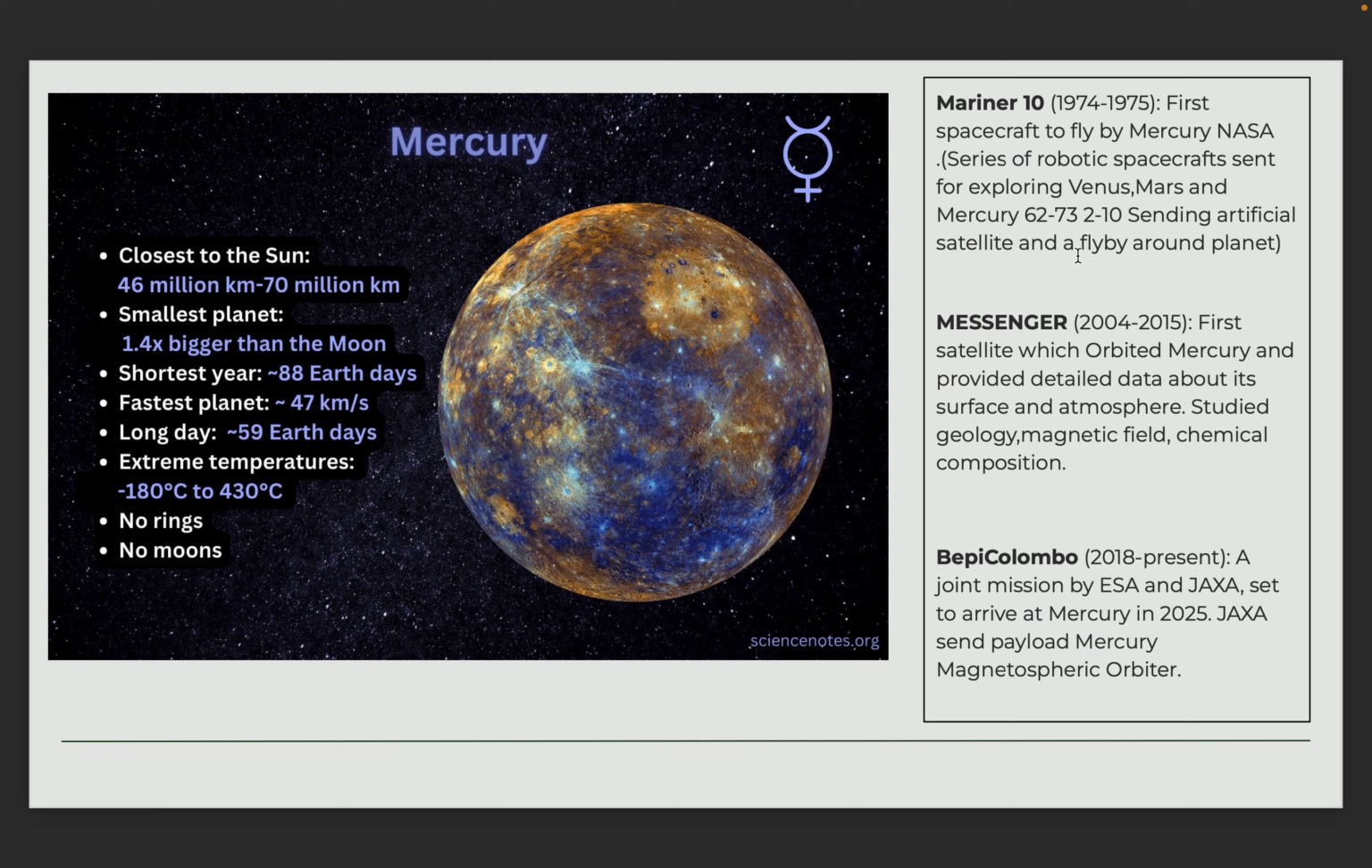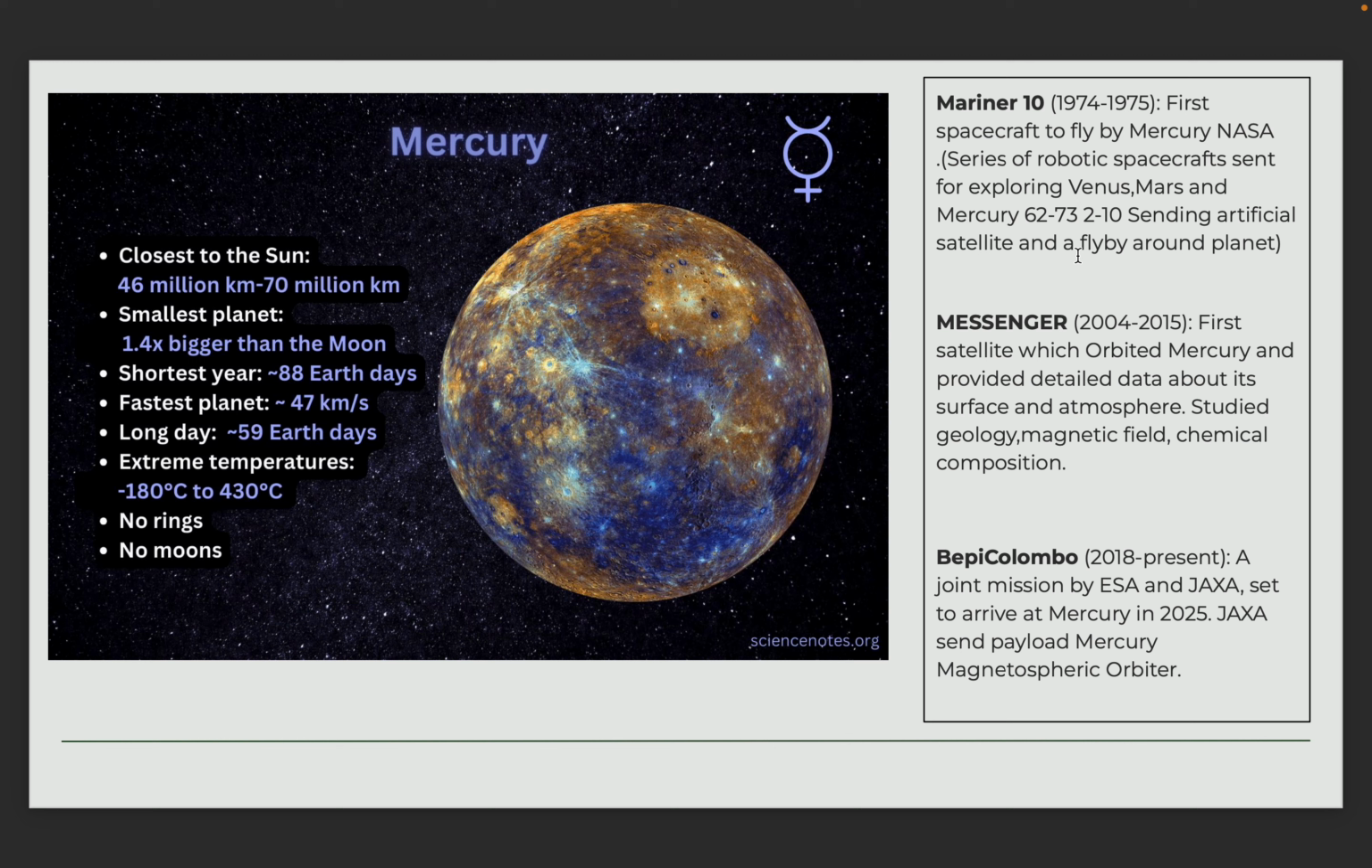So one crucial way to understand the composition or structure of Mercury is understanding the magnetic field of that planet. Another mission is the BepiColombo mission. This was a very recent mission. It was a joint mission by the ESA, the European Space Agency, and JAXA, the Japanese Space Agency. It started in 2018, and it is set to arrive at Mercury in 2025, this year.